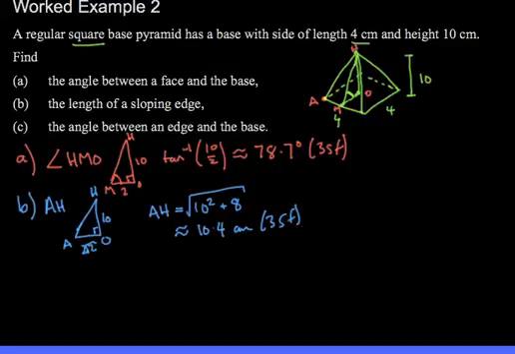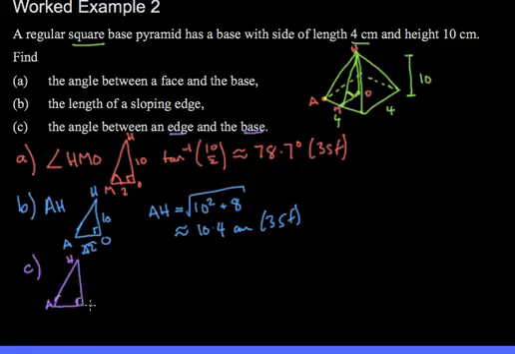Right, here we go. Let's do the next one in pink, purple. There we go. So C, the angle between an edge and the base. An edge, I think, should be AH. So we're trying to find the angle between AH and the base, and that could be going to O.